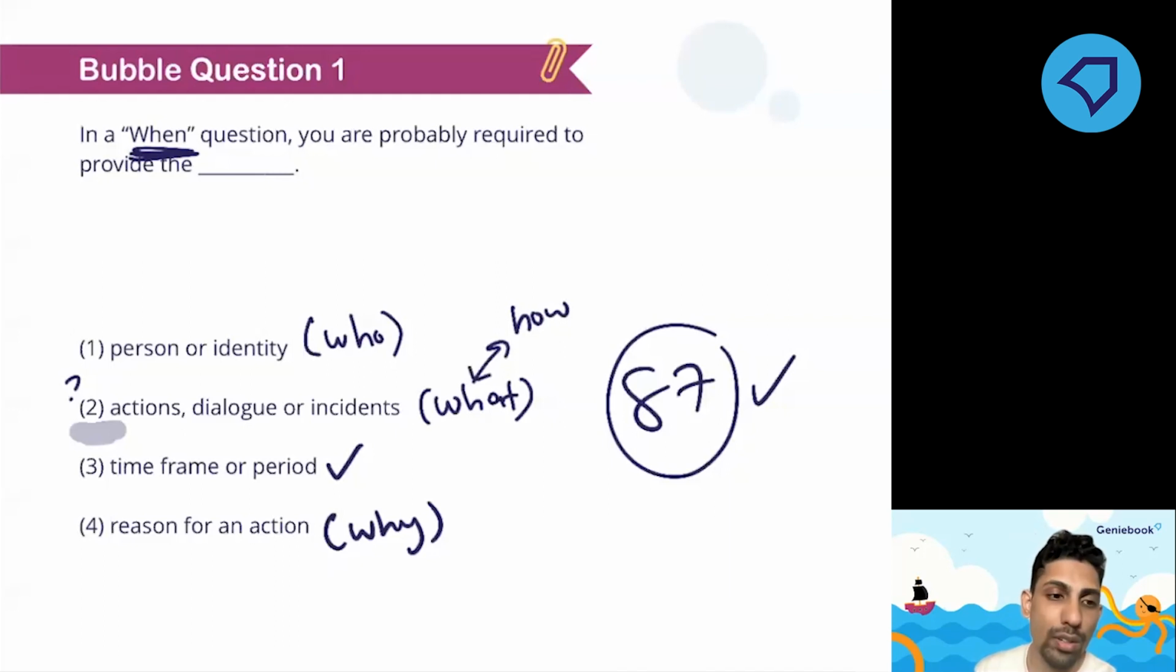What or how? How do you know that the character was angry? Because he said, I am feeling so hot-tempered right now. Okay? First one is a who question. Who? Person. Identity. Who is that? So the answer is number 3. Time frame or period.